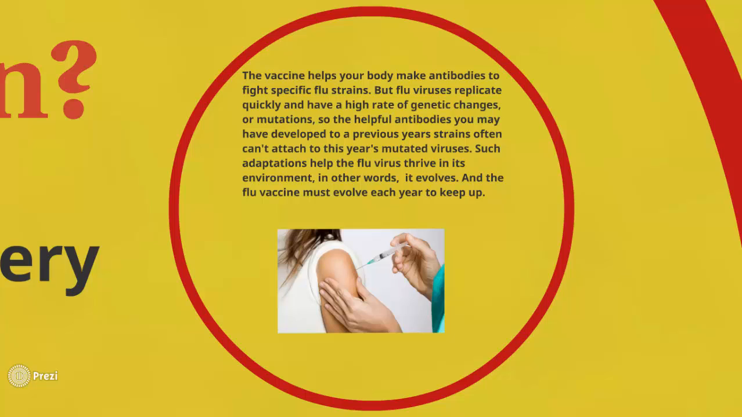So the antibodies that we've developed last year were designed to combat or to destroy a specific type of species of the flu virus. But because the flu virus changes every year, we need a new vaccine every year to defeat that different species.